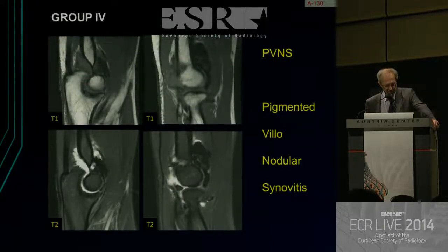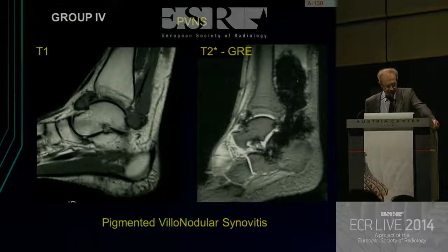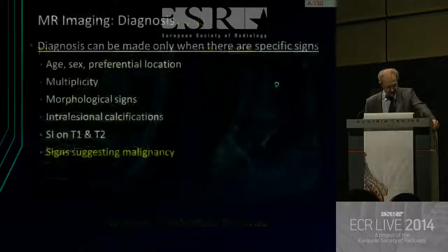PVNS has typical low signal intensity on T1 and low signal intensity on T2. And to make the diagnosis of PVNS, you should add a T2 gradient echo sequence, T2 star, which shows a blooming artifact due to the iron content of PVNS.